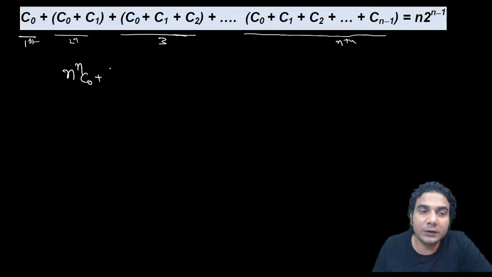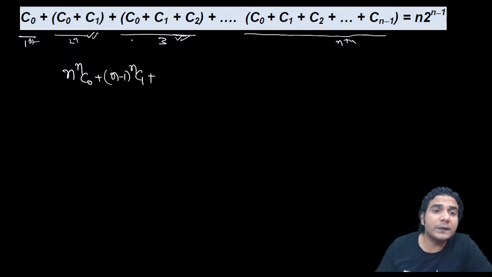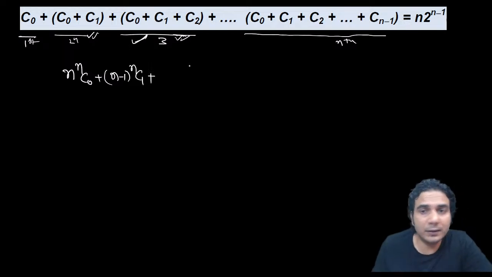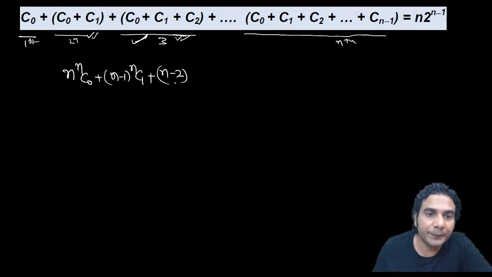Now let's focus on C1. C1 is starting from the second term. It is there in the third term, and it will be there in all the remaining terms. So C1 will come n minus 1 times because the first term does not have C1. So it is n minus 1 C1, plus. Now C2 will come n minus 2 times because it is starting from the third term, and the remaining terms will have C2, but the first two terms will not. So it is going to be n minus 2 nC2, plus.